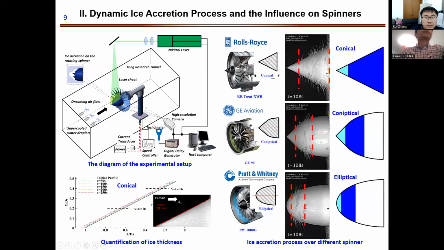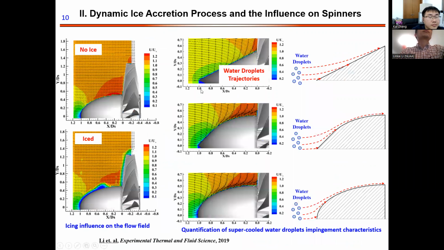I also used digital image processing technology to digitize the rime ice accretion process for the spinner. In order to answer the question I posed, why the aerodynamic shape affects the ice accretion process, I did some tests with a PIV system. For this test, I used the water droplets as the tracking droplets. Here are the water droplet trajectories for these three kinds of spinners.